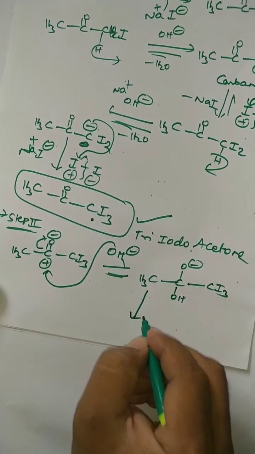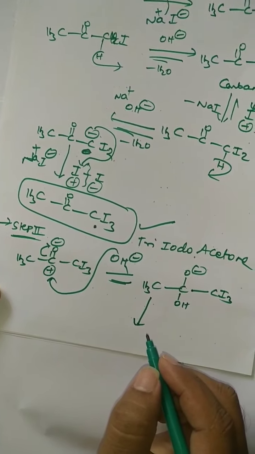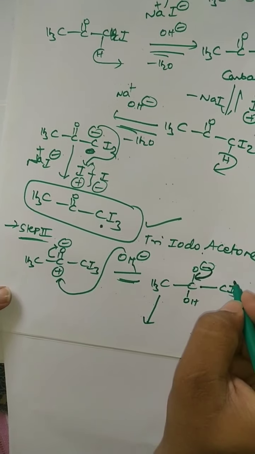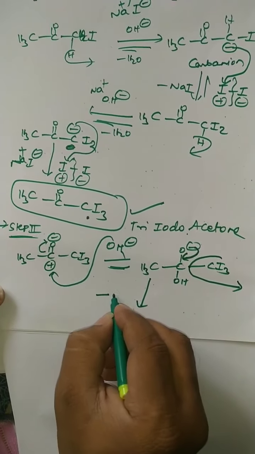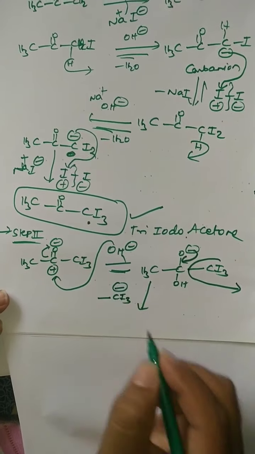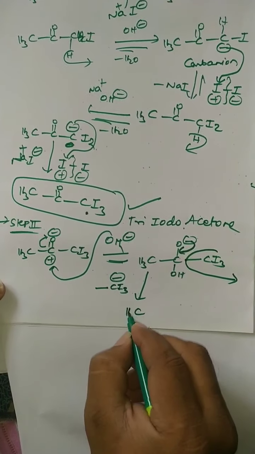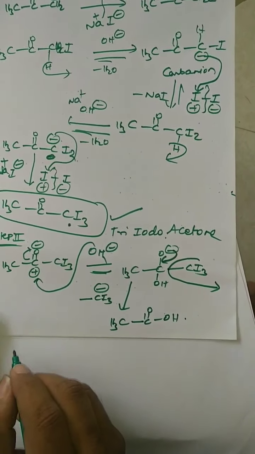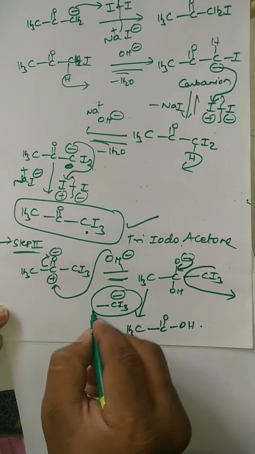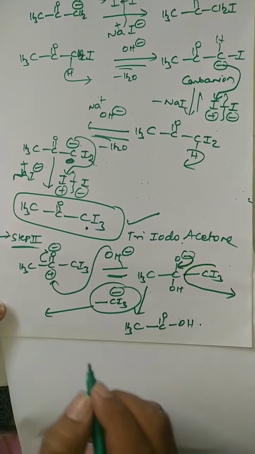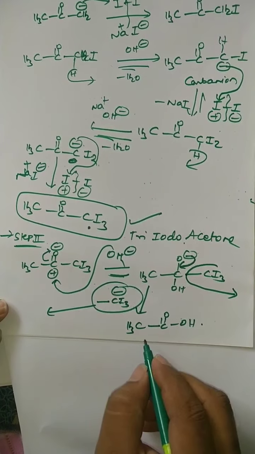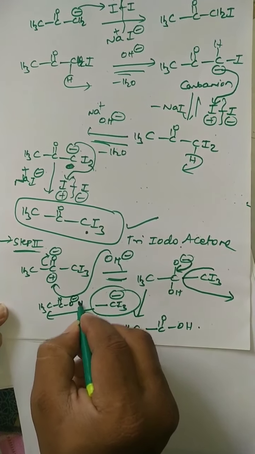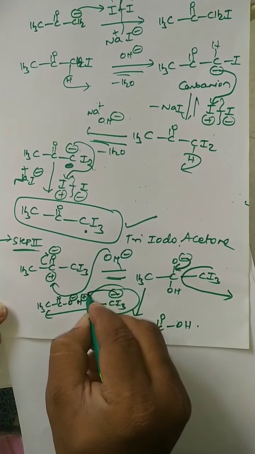In the next step what happens, students? In the next step this bond will turn this side and here CI3 minus will be coming out, and finally CH3 C double bond O OH, right? And this CI3 minus interacts with CH3COOH, so CH3COO minus, H plus. So this CI3 minus will take H plus.